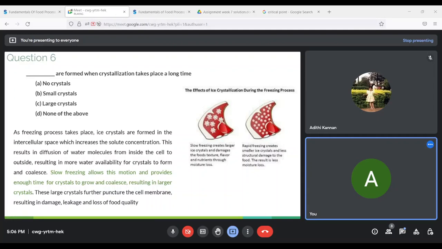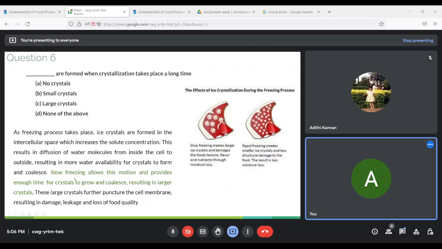Since water molecules diffuse from inside to outside of the cell, as crystallization or freezing proceeds you will have more water molecules available in the intercellular space because of diffusion. And because more water molecules are available, more crystals form, and larger crystals form. More and more crystals forming tend to coalesce and become a large crystal. So water diffusion from inside to outside of the cell increases water availability, resulting in crystal formation and coalescence.